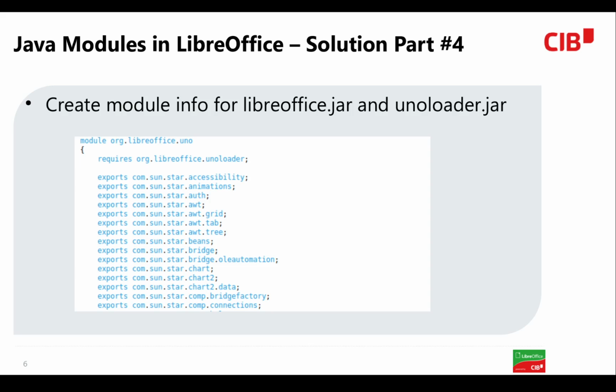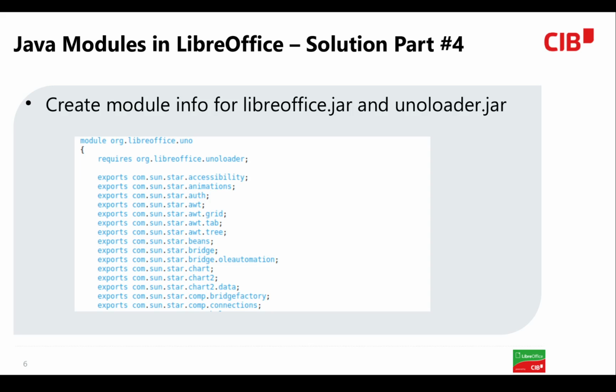The next thing to do was add the module info. Up to now, you could use the LibreOffice jar files in a Java application which uses the Java module system, but it was still the unnamed module. And so we wanted to give it a proper name. Thus, we created the module-info for libreoffice.jar.